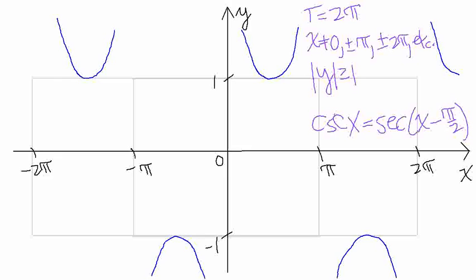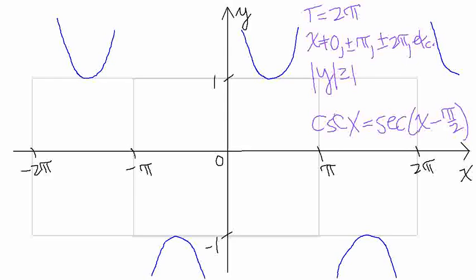Remember that subtracting pi over 2 from x is equivalent to shifting the secant graph by pi over 2 in the positive x direction. And if you do that, all the points of the secant graph will be resting right on top of the corresponding points on the cosecant graph. Okay?